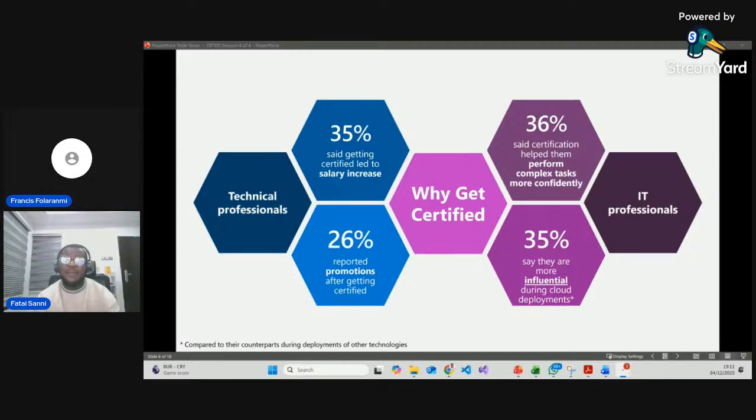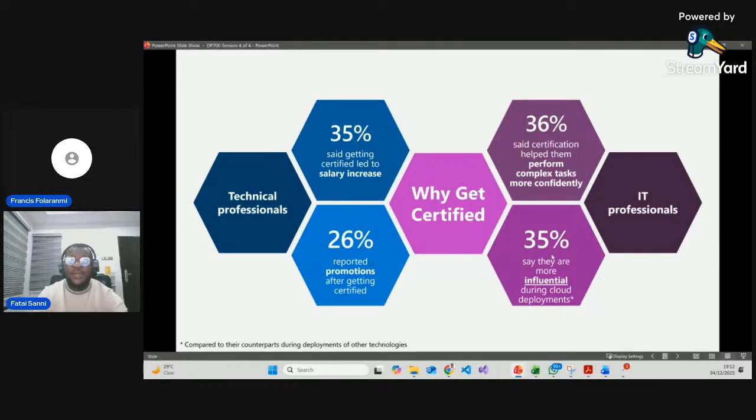Of course, 35% of people that pass this certification also say they are more influential during cloud deployment, okay? Because this certification tests your knowledge thoroughly in performing ETL, in configuring governance and monitoring tools, in deploying solutions, and in monitoring and managing roles and permissions within a typical deployment. All of these are tested in this certification, and being able to pass means that you have the necessary skills to handle enterprise deployments.